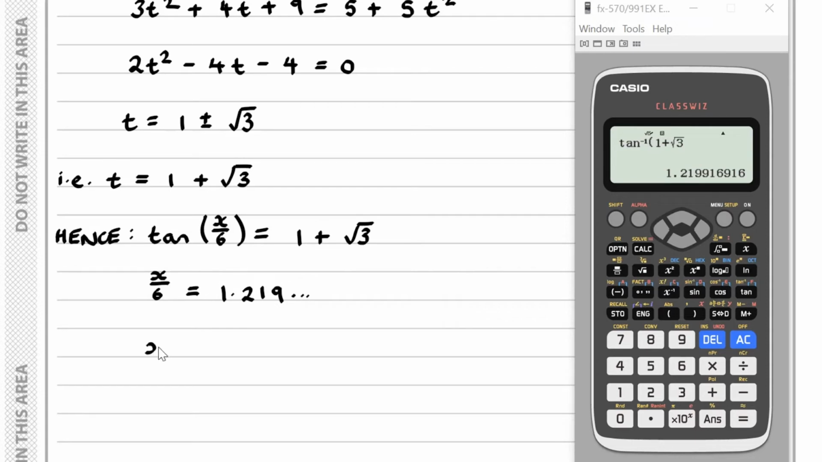And so if we solve for x by multiplying through by 6, we've got 7.319, etc. And so therefore, for the time, we've got 7 hours, and then to find out how many minutes we've got, that's 19 minutes. So the time is 7:19 AM.